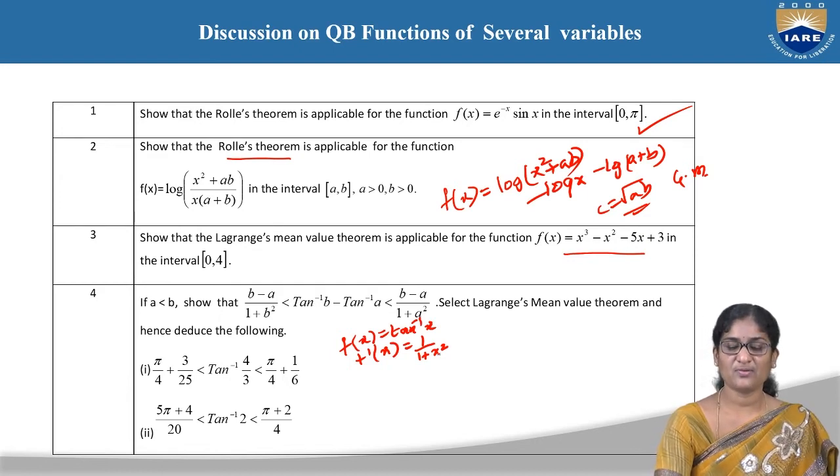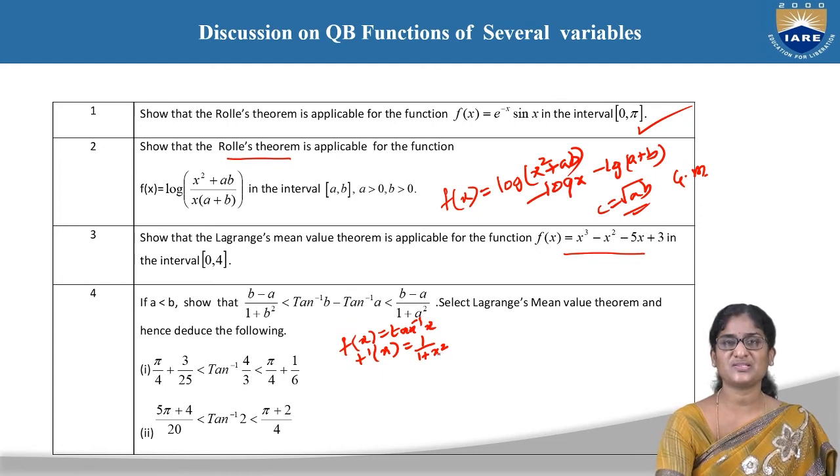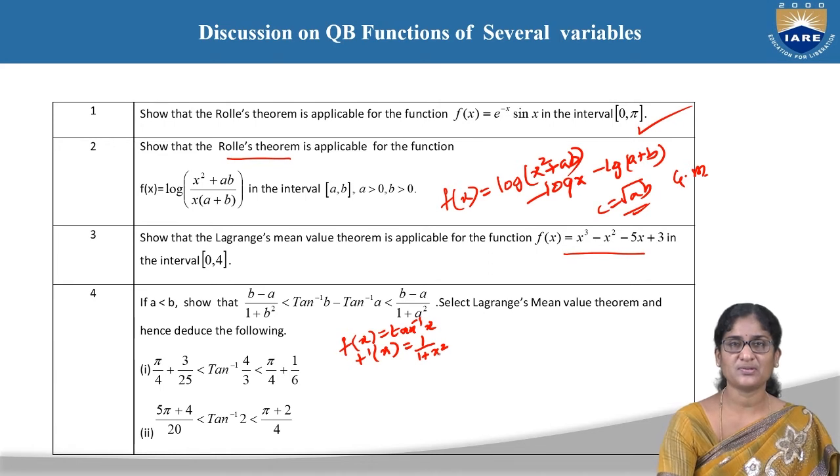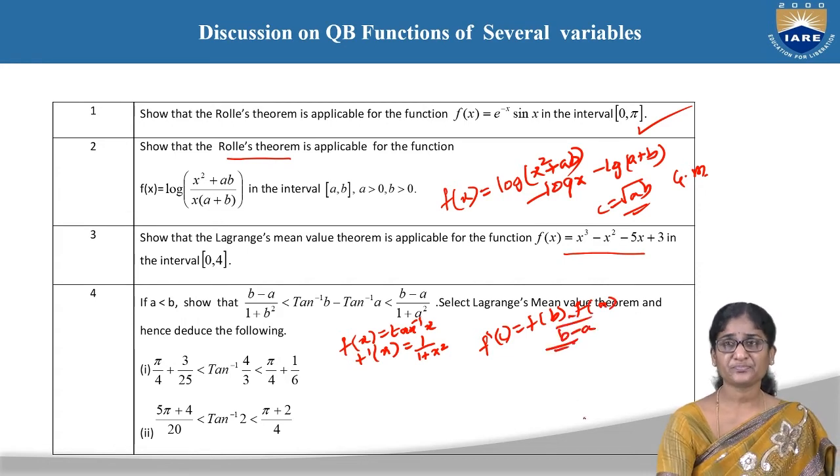Now we are using the Lagrange's mean value theorem. That means we are assuming that this function satisfies the conditions of the mean value theorem, so it is capable of applying the mean value theorem. According to the mean value theorem, if these conditions are satisfied, there exists a c such that f dash of c is equal to f of b minus f of a divided by b minus a.